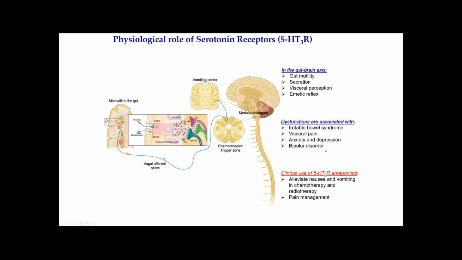Understandably, these receptors are targeted to treat some of the symptoms associated with these pathophysiologies. Particularly, 5-HT3 receptor antagonists are used to alleviate nausea and vomiting in patients undergoing cancer treatment. And it's also a primary target in pain management associated with irritable bowel syndrome and other gut dysfunctions.